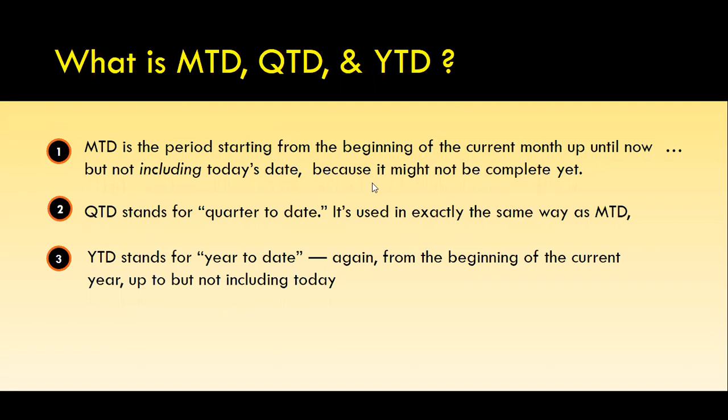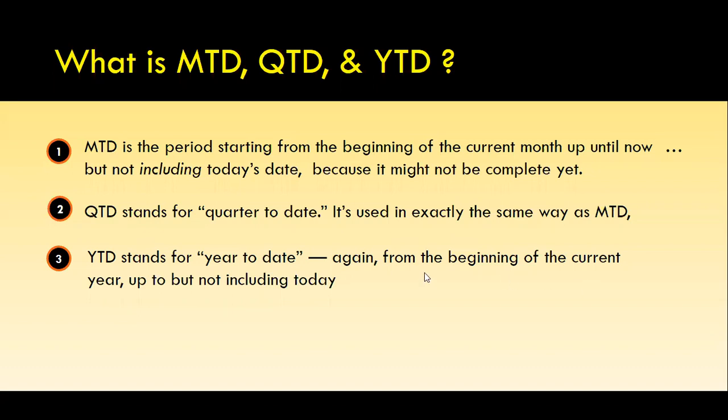Similarly, if somebody asks, can you give me the quarter to date sales? We are in the last quarter of this year, the 4th quarter. So starting from the beginning of this quarter, which means October 1st, until yesterday, whatever sales happened is what they want to see. And year to date is the beginning of the current year up to but not including today. That is what year to date is.